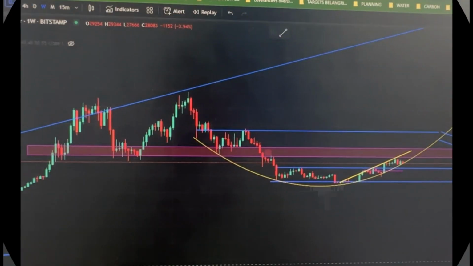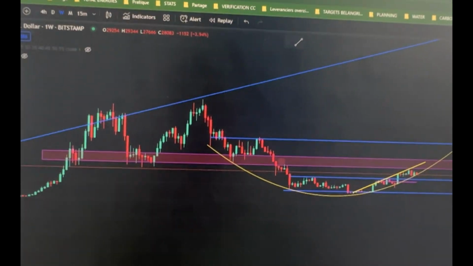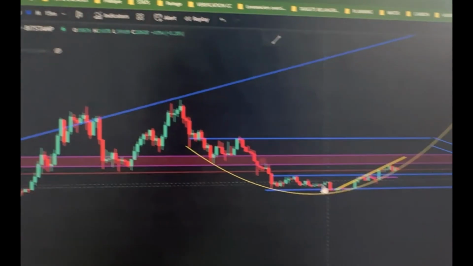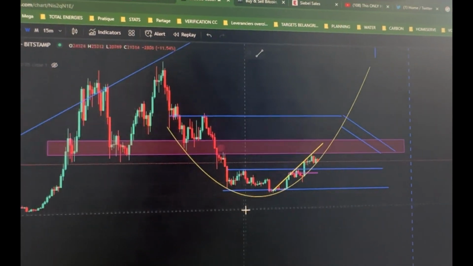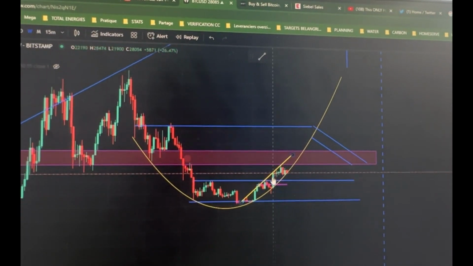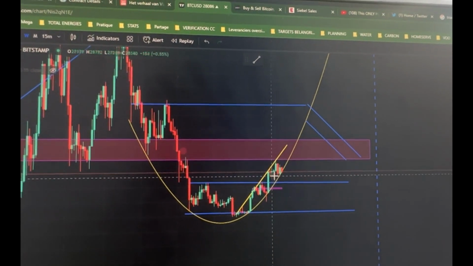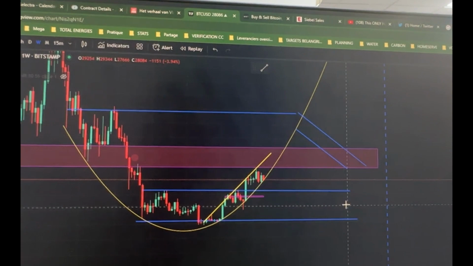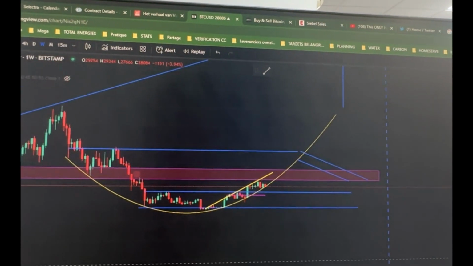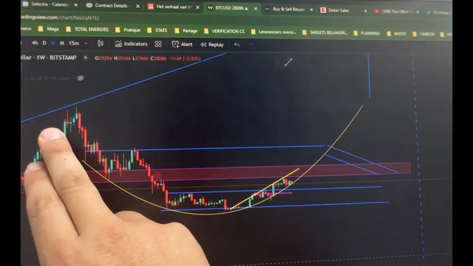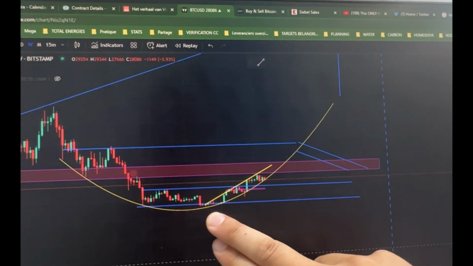So let's see. And let's end with Bitcoin, the chart of Bitcoin. Very nice chart. I like to see it. What we see now is that we are creating higher lows, and we are also forming higher highs at this moment. So that's very, very nice to see. The thing is, what I made is, we can see a cup. So we are forming a big cup on the weekly chart.